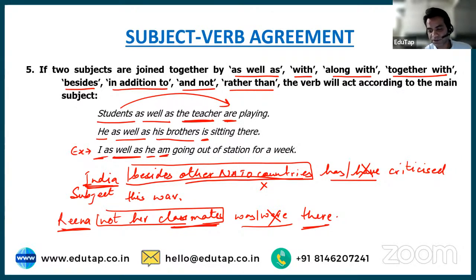Her classmates, not Reena. Absolutely, Siddharth. If it was the other way around, guys, if I had started the sentence this way, her classmates, not Reena, then we would have used were there. Got it, Siddharth? Very well done.